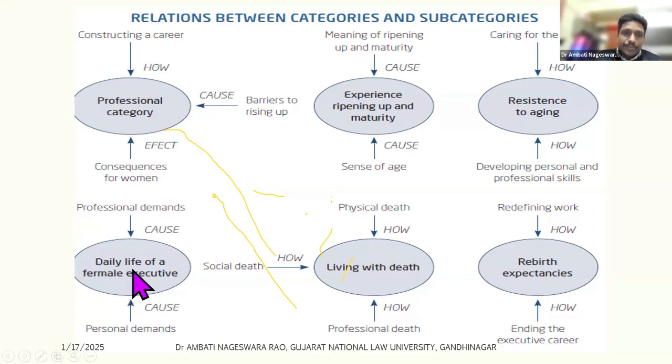Daily life of executive depends on what kind of personal demands you have, what kind of professional demands you are having. If you're able to fulfill professional demands and personal demands, your life will be fruitful. Means you'll be more happy, you may have very good self-esteem. If you're not able to fulfill your professional demands, nor personal demands, you'll feel that it is like a death. What kind of death?